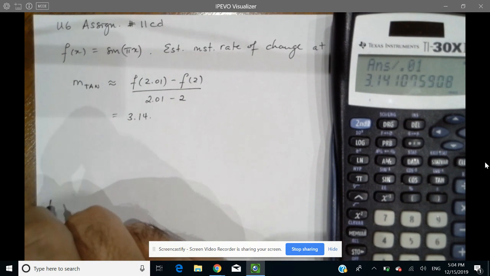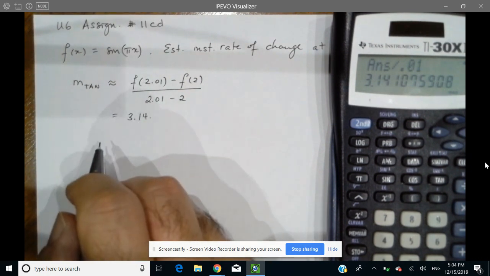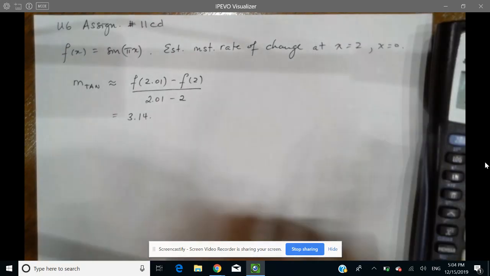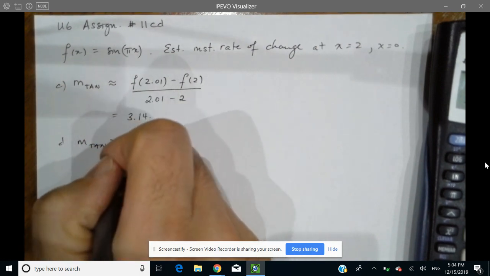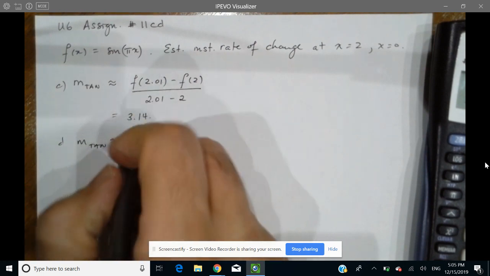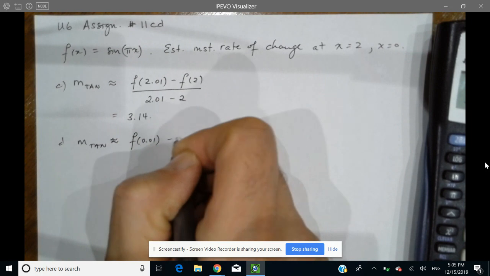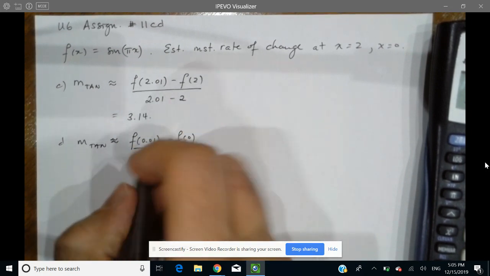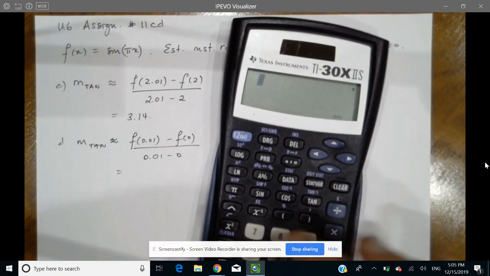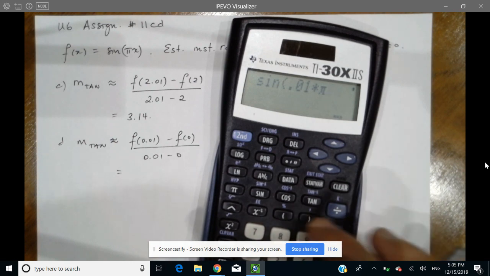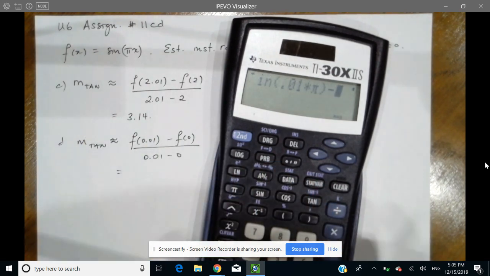All right. Now, if you were to repeat this whole process for x equals 0, let's do it here. So this is C and this is D. Again, this is an approximation. Okay, 0 plus 0.01, so I'm going to take f at 0.01 minus f at 0 divided by 0.01 minus 0. Okay, and let's see what that gives us. Here we've got in the numerator sine of 0.01 times pi, and then minus sine of 0 times pi, sine of 0, which of course you should know exactly what that's equal to. Then divided by 0.01, and hey, there you go, exactly 3.14 again.